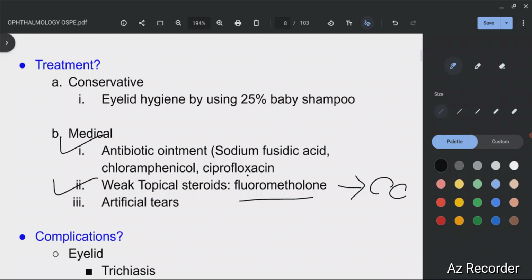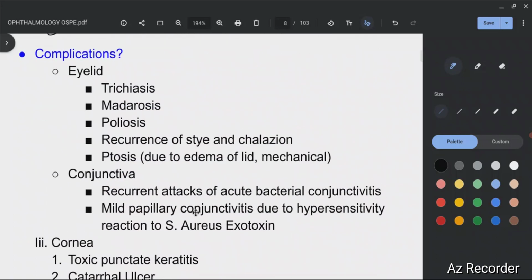chemosis. Then you will provide some artificial tears to maintain the tear film. In this whole disease, your tear film is being affected, and you have so many problems with the cornea. So to prevent all of these complications, you will prescribe artificial tears to maintain your tear film. What are the complications? Complications are very important.